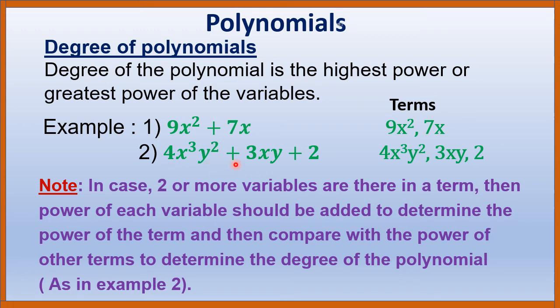And in the second term, 3xy, power of x is 1 and power of y is 1. That is 1 plus 1 is equal to 2. Last term is constant. So in this expression, 5 is the greatest number. Therefore, the degree of polynomial is 5.